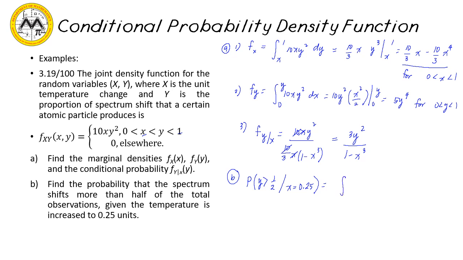So this would be the integral from 1/2 to 1 of 3y squared over 1 minus 1/4 cubed dy. This can be integrated using your calculator, 1/2 to 1 of 3y squared over 1 minus 1 over 4 cubed. So this is 8 over 9.